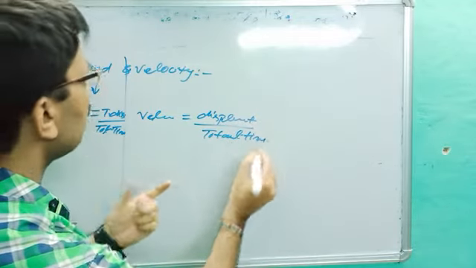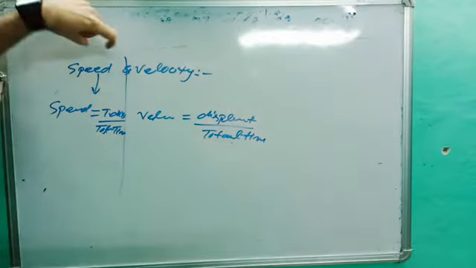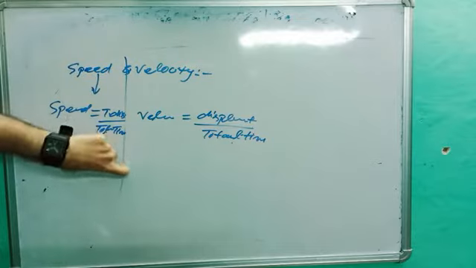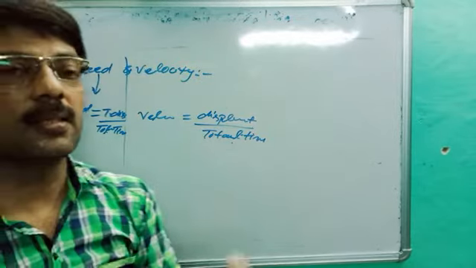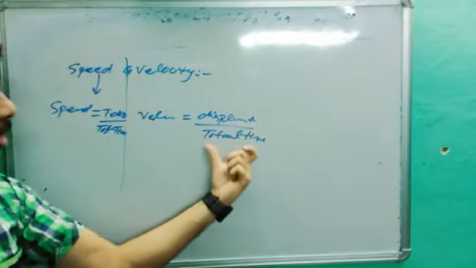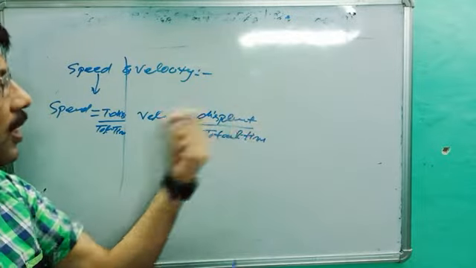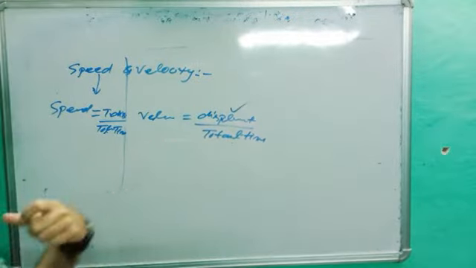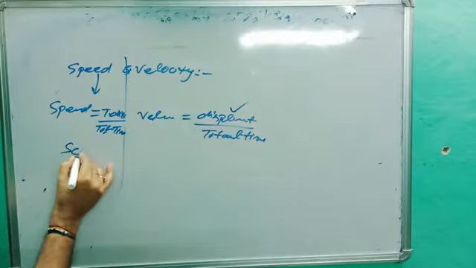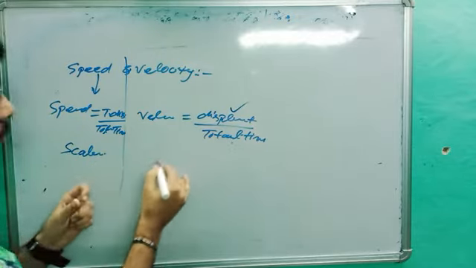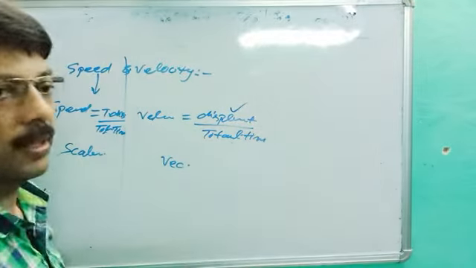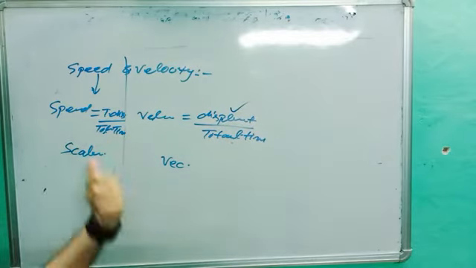Are you getting the point? Very easy point I am talking. This is the 9th level. Speed is equal to total distance upon total time. Velocity is equal to total distance in a specific direction divided by total time, and that is also called displacement upon time. Speed is a scalar quantity. Velocity is a vector quantity. This is the basic difference.